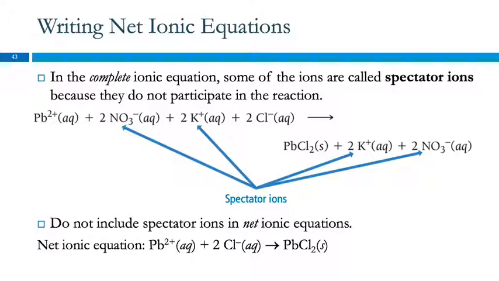So when we take the spectators out, that gives us the net ionic equation. There we're looking at just the things that are actually changing. So the spectators, we essentially cancel them out. The 2 nitrates didn't do anything. The 2 potassium ions didn't do anything. And then we're going to write down what's left. So we've got lead-2 reacting with 2 chloride ions to form lead-2 chloride solid. This is the net ionic equation. That's the bottom line.